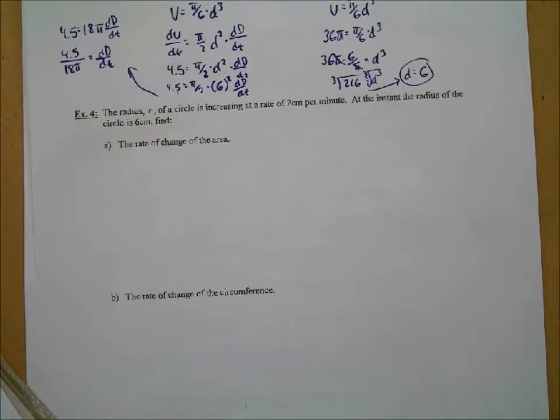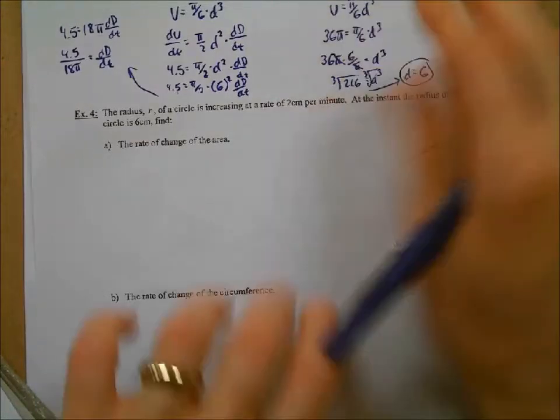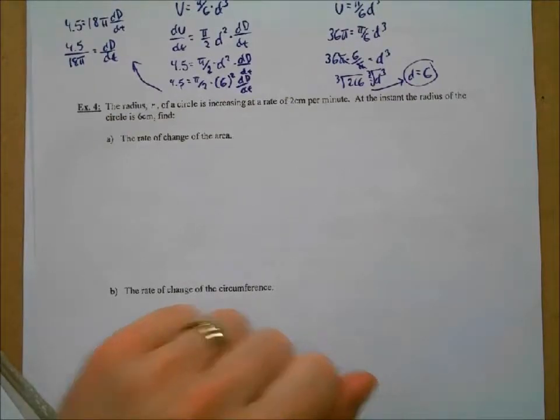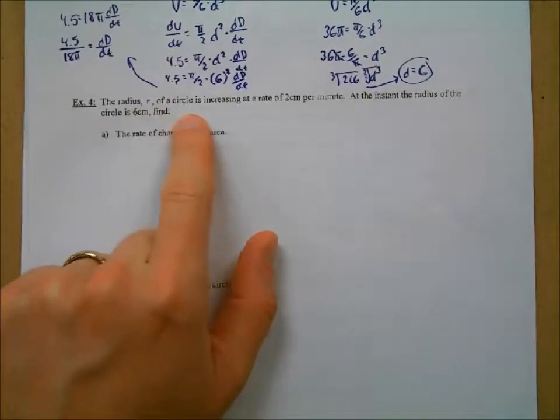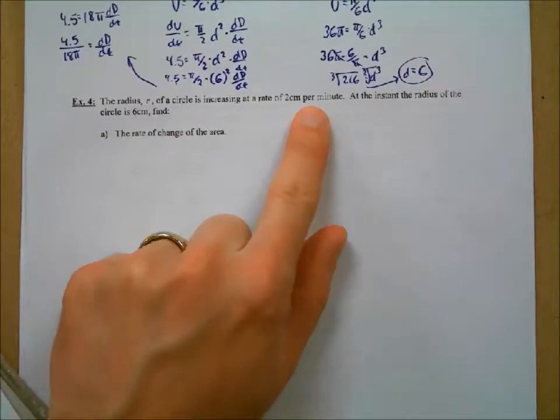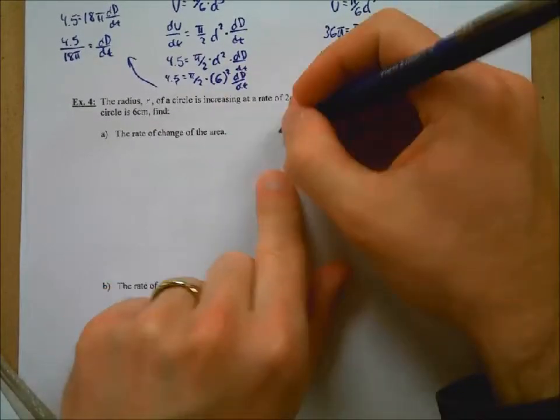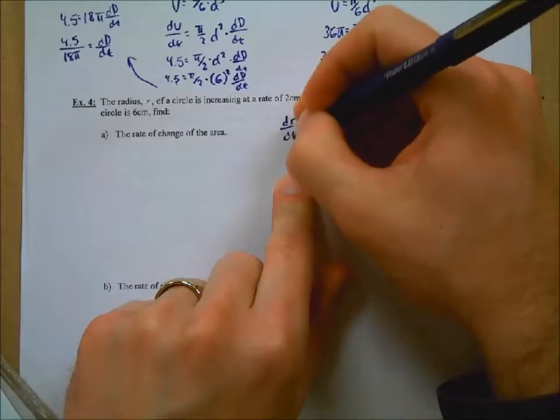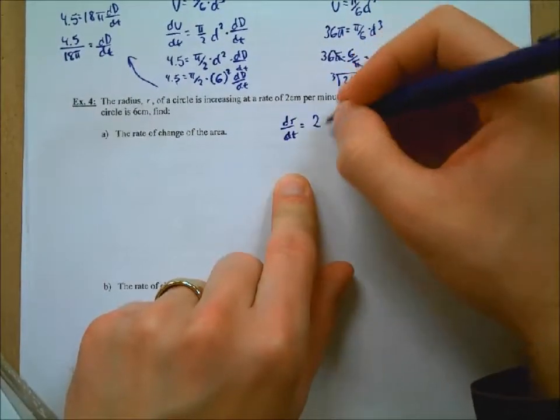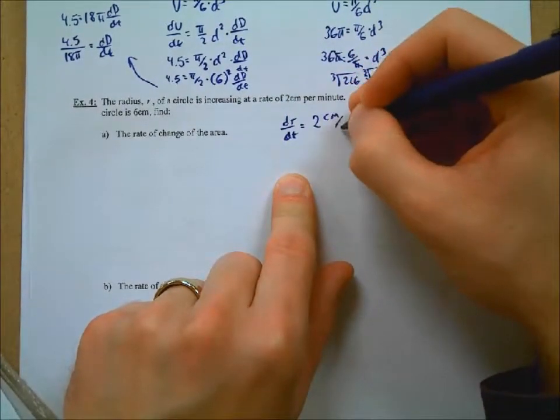All right. So example 4, the radius r of a circle is increasing at a rate of 2 centimeters per minute. At the instant the radius of the circle is 6 centimeters, find A, the rate of change of the area. Okay, so again, let's start with determining the values we know and the values we want to find. The radius of a circle is increasing at a rate of 2 centimeters per minute. That is dr dt. So dr dt is 2 centimeters per minute.